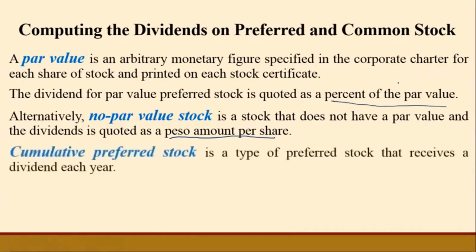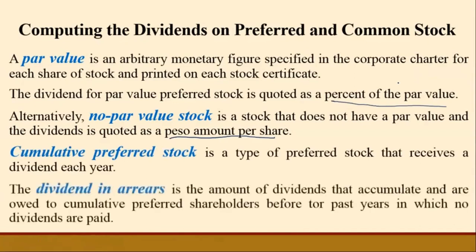So, cumulative preferred stock is a type of preferred stock that receives a dividend each year. Okay? And we have the dividend in arrears, which is the amount of dividends that accumulate and are owed to cumulative preferred shareholders for past years in which no dividends are paid.